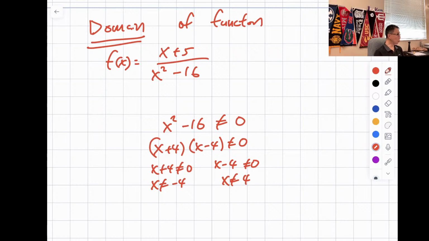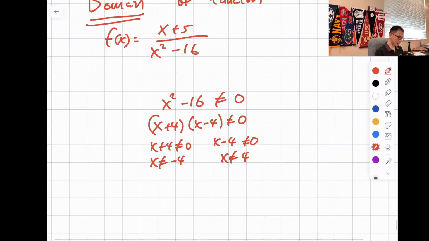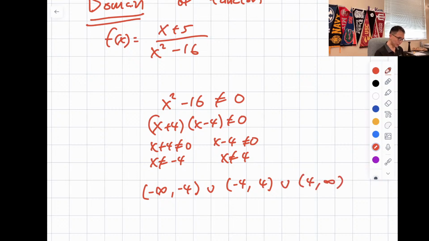What is the domain of this function? It's negative infinity to negative 4 union from negative 4 to 4 union from 4 to infinity. And that is the domain of the function. That means I can plug in all these values into the function. But that's just another way to say I cannot plug in negative 4 and I cannot plug in 4 because it's open parenthesis.